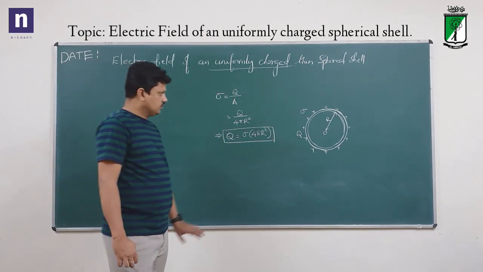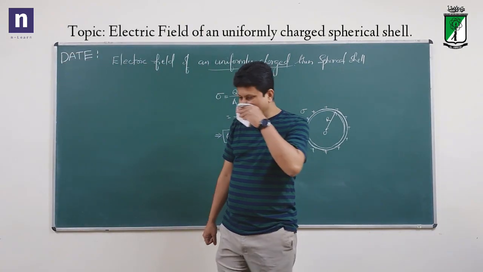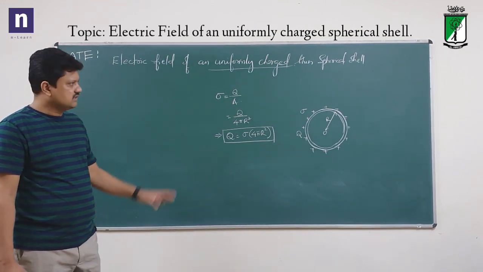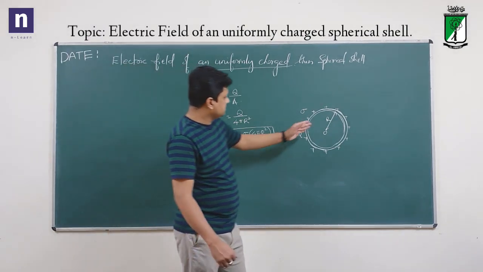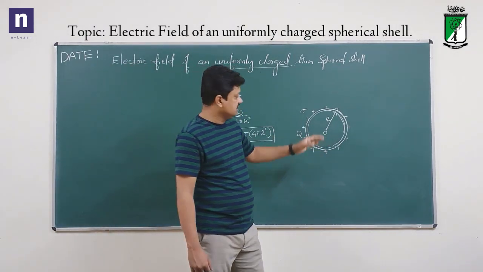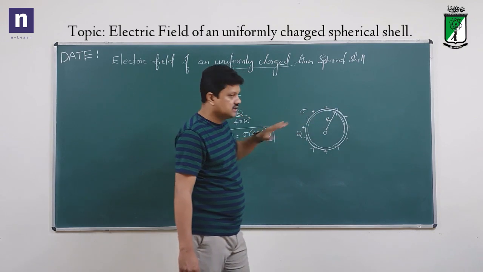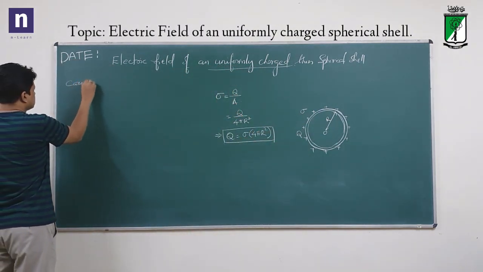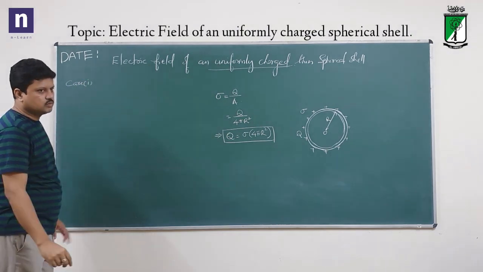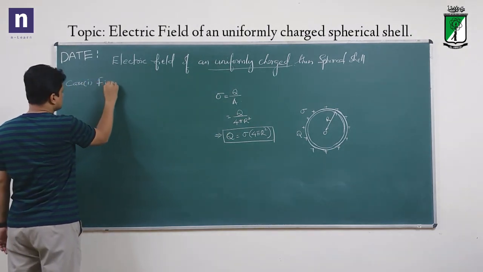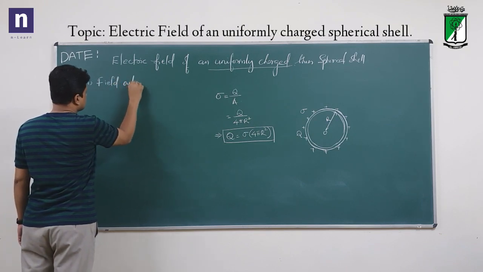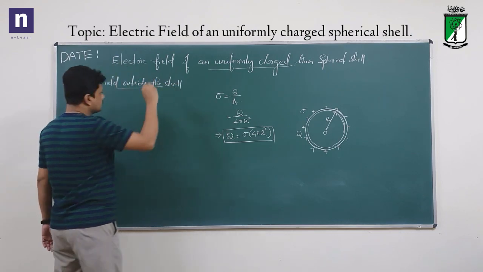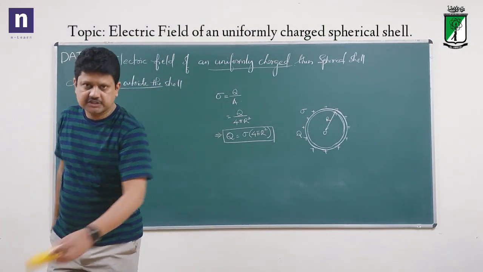Now we are going to find out the electric field at any point due to this spherical shell. And there are different possibilities. Maybe the given point where you want to find the electric field is either outside the shell or inside the shell. So let us just find out, as case 1, the field outside the shell.